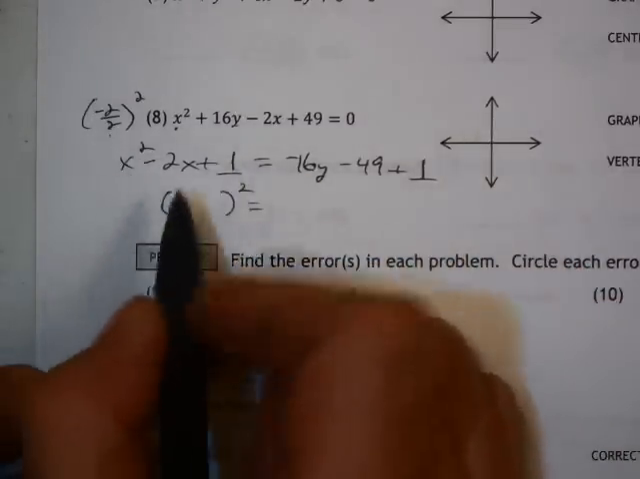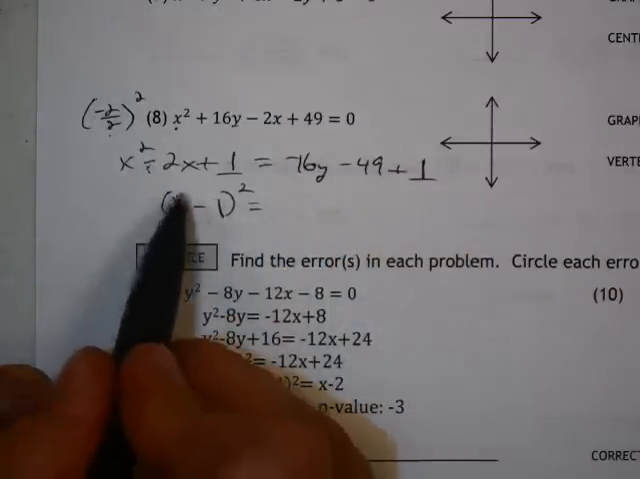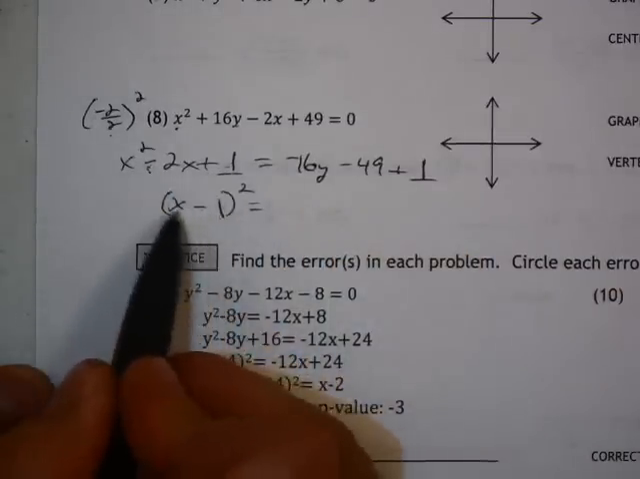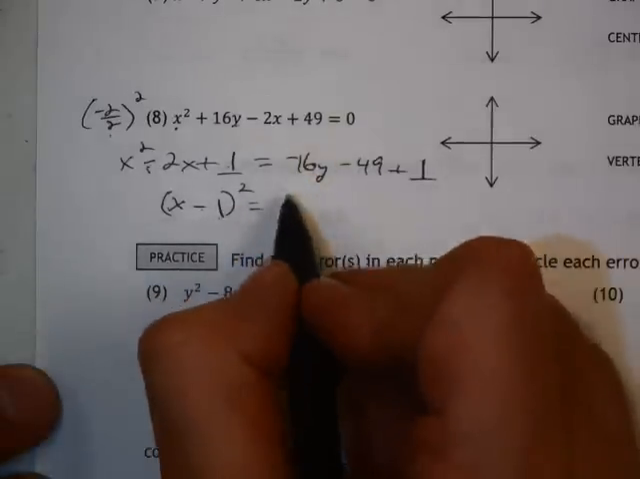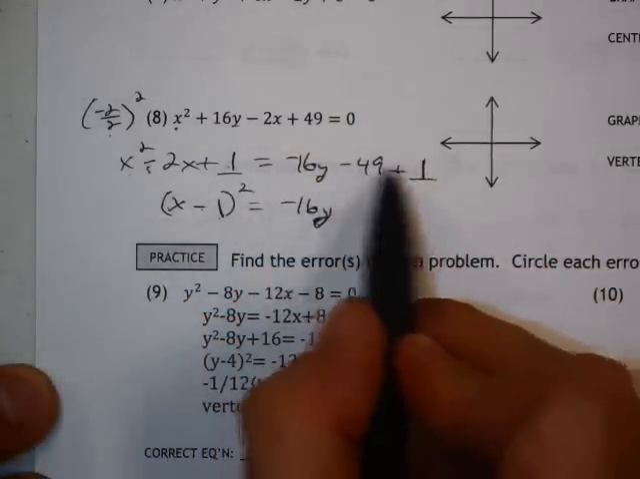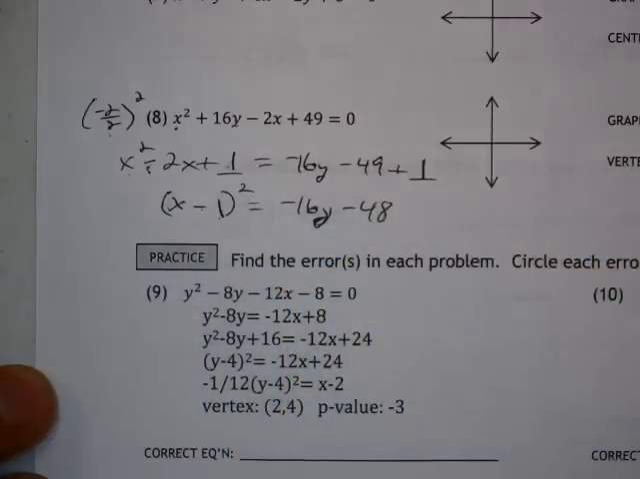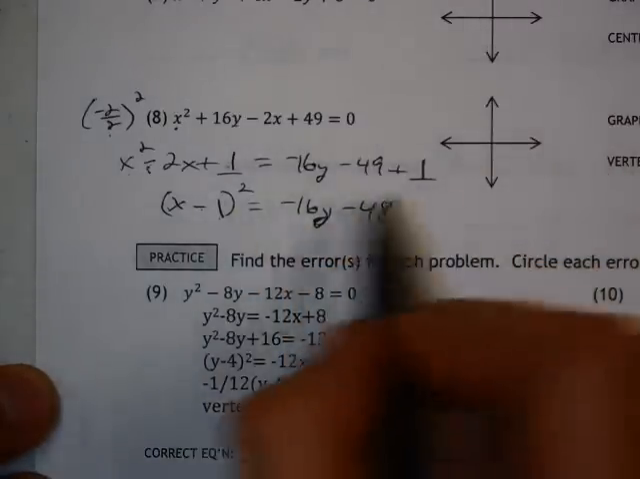So we've got this factoring to x minus 1. The minus sign goes right here. Square root of each of these gives us the x and the 1. On this side, negative 16y stays as it is, but then these combine to give us a negative 48. Now we're getting closer to graphing form.